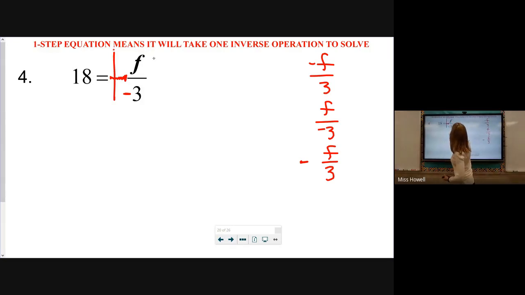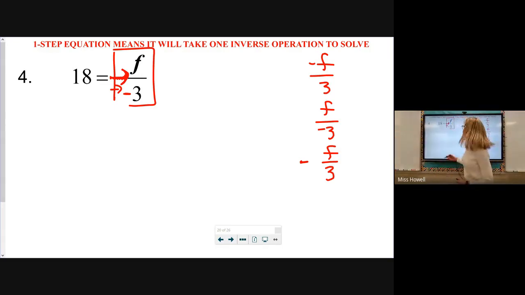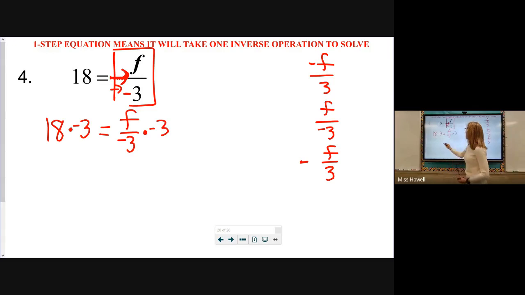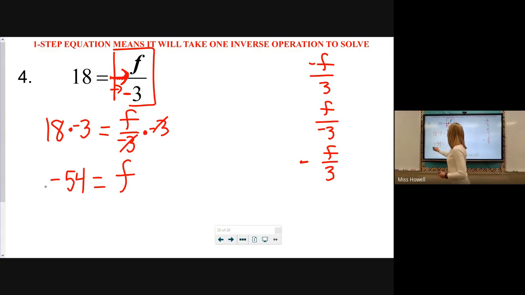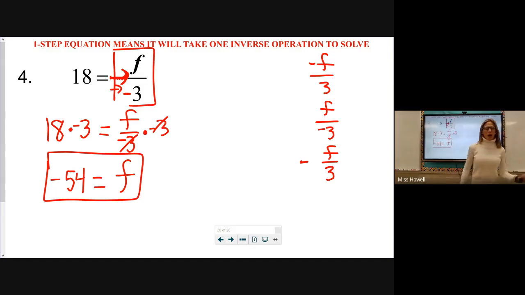All right, here's our side that's going to help us. We need to get rid of this divide and with this number now of -3, which means we're going to multiply both sides by -3. So equal sign down the middle. I need to take this 18 and multiply it by -3. And I need to take the f divided by -3 and multiply it by -3. Over here on our side with our variable, the -3s are going to cross cancel, leaving us with the variable f. On the other side, 18 times -3 will give us our final value here of -54. Good.